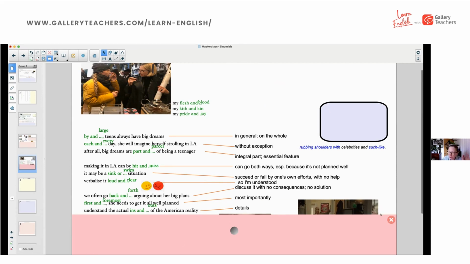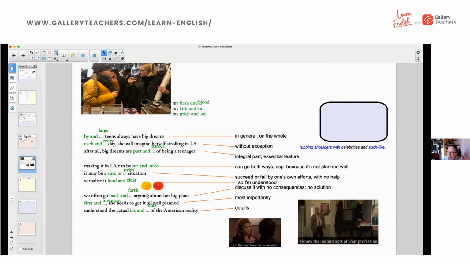Now, just to show you something very, very interesting, these are stills from movies just for you. So you see, I know the ins and outs of your profession. I know the job. I know it very well. I'm first and foremost a journalist, someone says, just like me. I'm first and foremost a teacher. Even before I'm a wife, I'm a teacher.